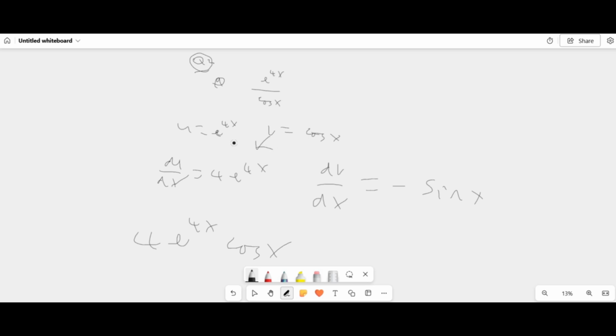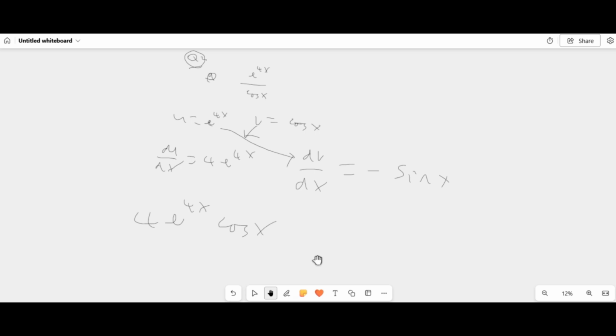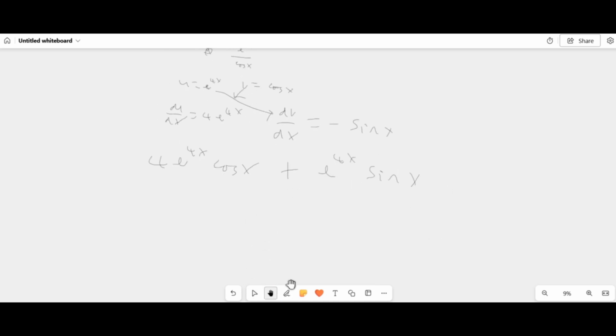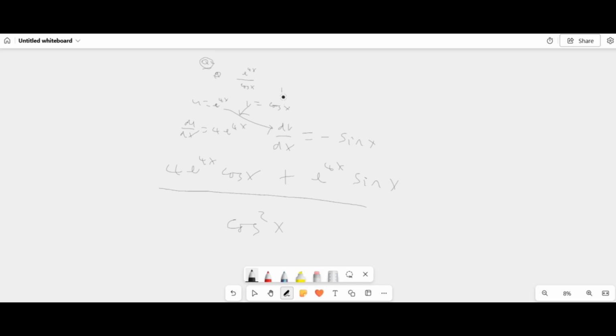And then negative, so you're going to take away that times that. But because it's already negative, it's going to make a double negative, which makes positive. So positive e to the power of 4x, sine x here. Okay, cool. And all of that is going to be over cos squared x. The reason it's cos squared is because we do it over v squared, and then v is cos.